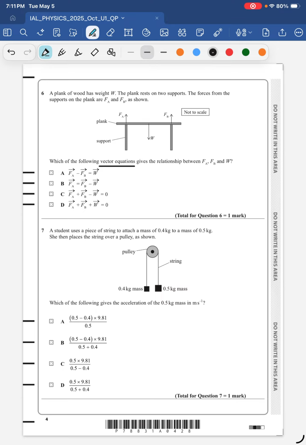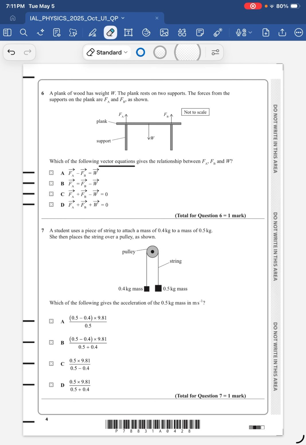Okay, so options A and B are totally wrong. I mean, just by inspection. In A, they subtract the forces, that's wrong. In B, they subtract the second force, Fb, from weight. But it's weird. So C and D look correct, and C appears to be the correct answer, right?